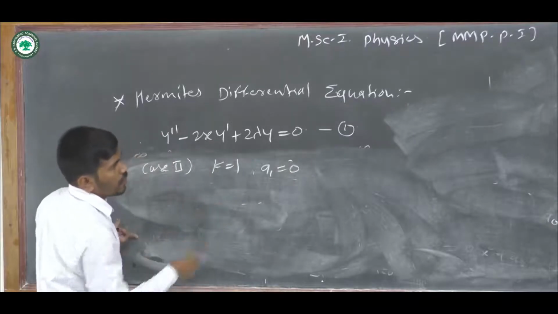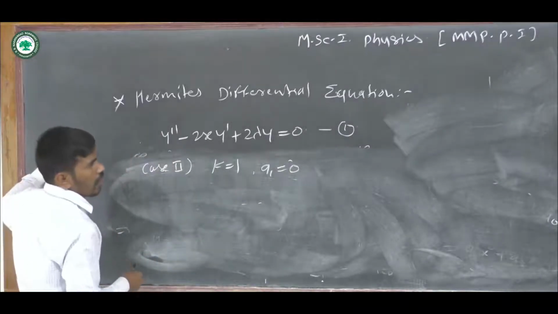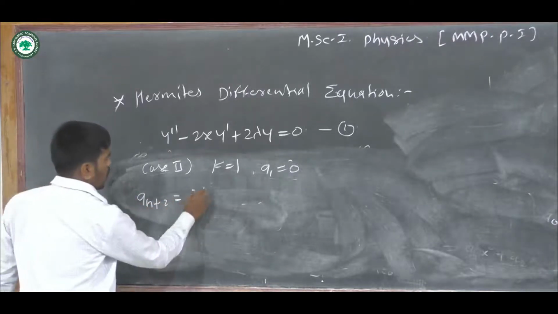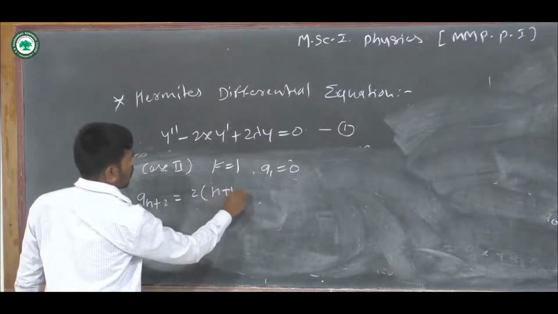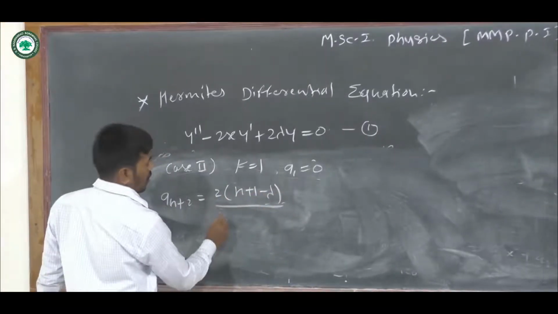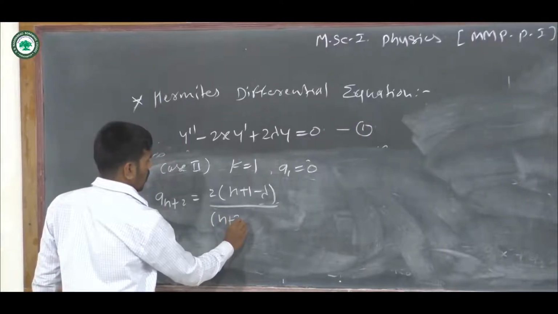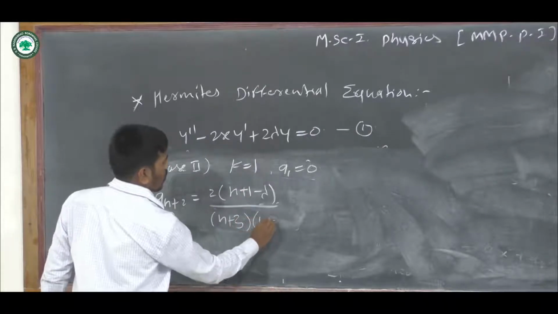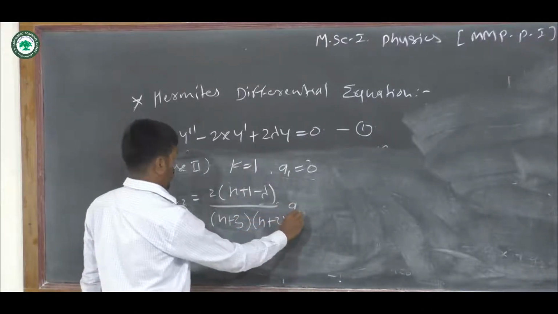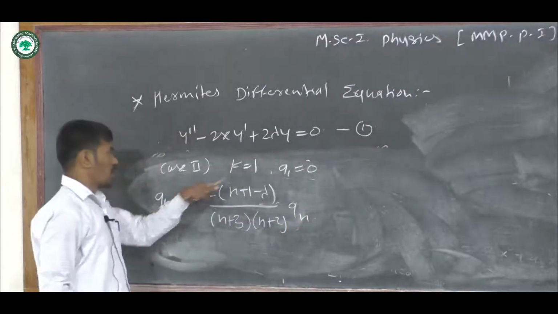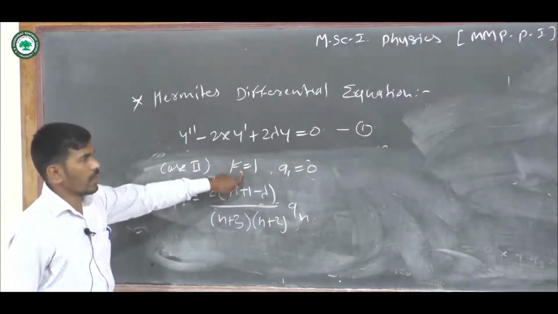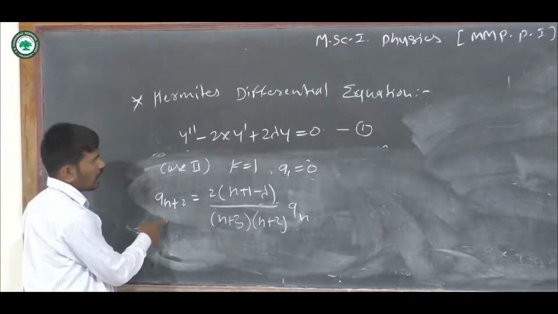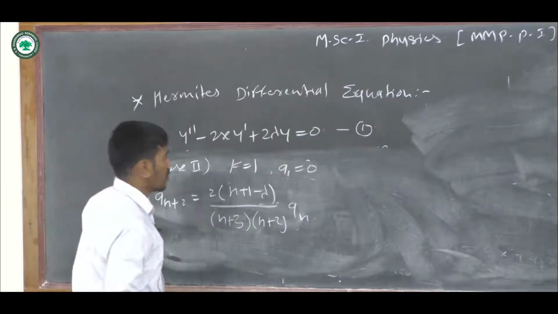Okay, so from equation number 2, the recurrence relation, we can write a(n+2) is equal to 2 into (n + 1 minus lambda) divided by (n + 2 + 1), because k is equal to 1, into (n + 2) into a(n). Okay, after putting the value of k in equation number 2, we have this expression. So from this recurrence relation, we can find the coefficients.